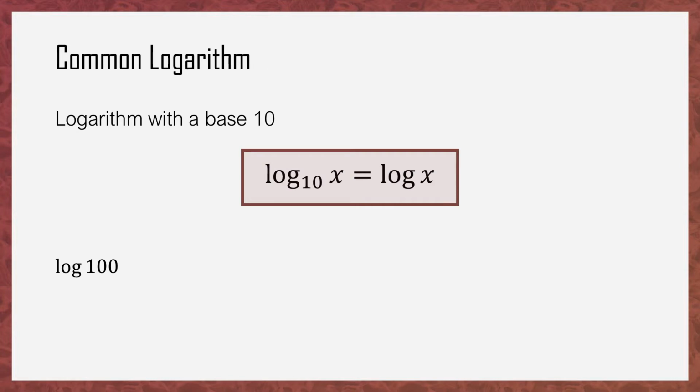A logarithm with the base of 10 is called a common logarithm. If no number is written in for the base of a logarithm, then the base is assumed to be 10. Log of 100 really means log base 10 of 100, and that has a value of 2 because 10 squared is 100.